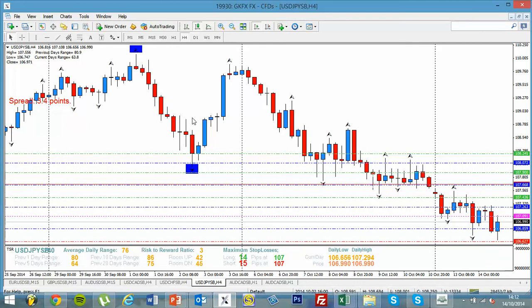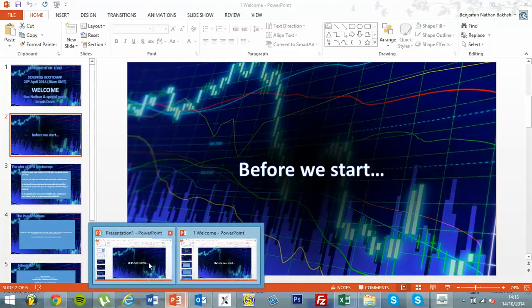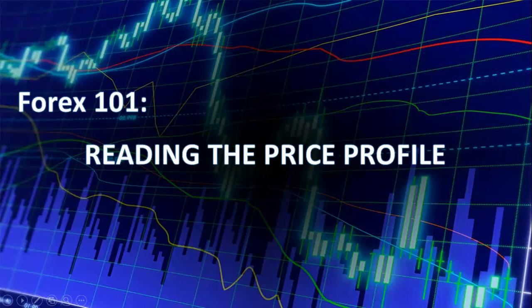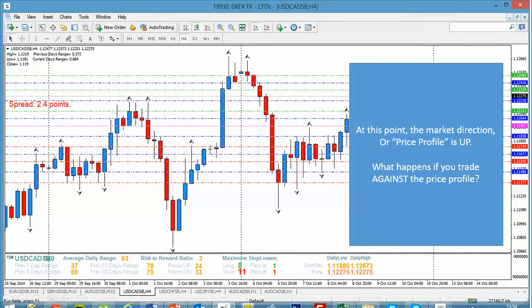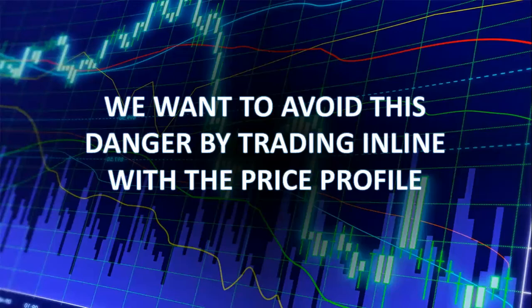So no matter what your trading strategy is, if you're a pattern trader or a price action trader, if you go by the price profile, you'll see a level of success. Okay? So going back to what we've gone over, we know that by reading the price profile, you can basically avoid the moves where price goes your way but then sharply reverses against you.